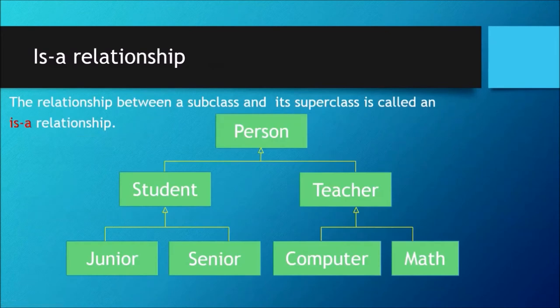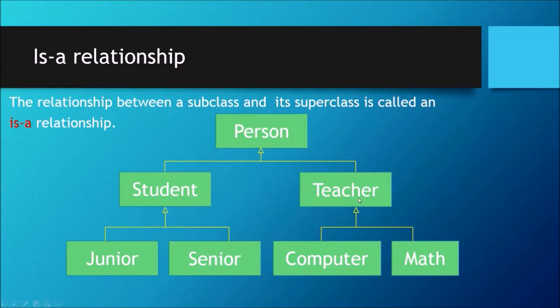Is-a relationship. The relationship between a subclass and a superclass is called an is-a relationship. So person is a superclass. Student and teacher, they are the subclass. Student and teacher are extending the person class. Now we have junior class, senior class, and they both are extending student class. Computer teacher, a math teacher, and they both are extending the teacher class.